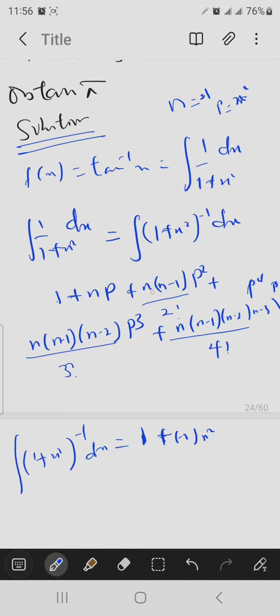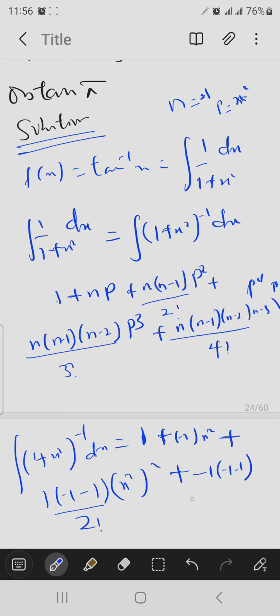That's the first one. The second one, n(n minus 1)p squared over 2 factorial: n is minus 1, n minus 1 is minus 1 minus 1, so you get minus 1 times minus 2 over 2 factorial times (x squared) squared. Plus the third one: minus 1 times (minus 1 minus 1) times (minus 1 minus 2), with p cubed being (x squared) cubed over 3 factorial, and so on and so forth.